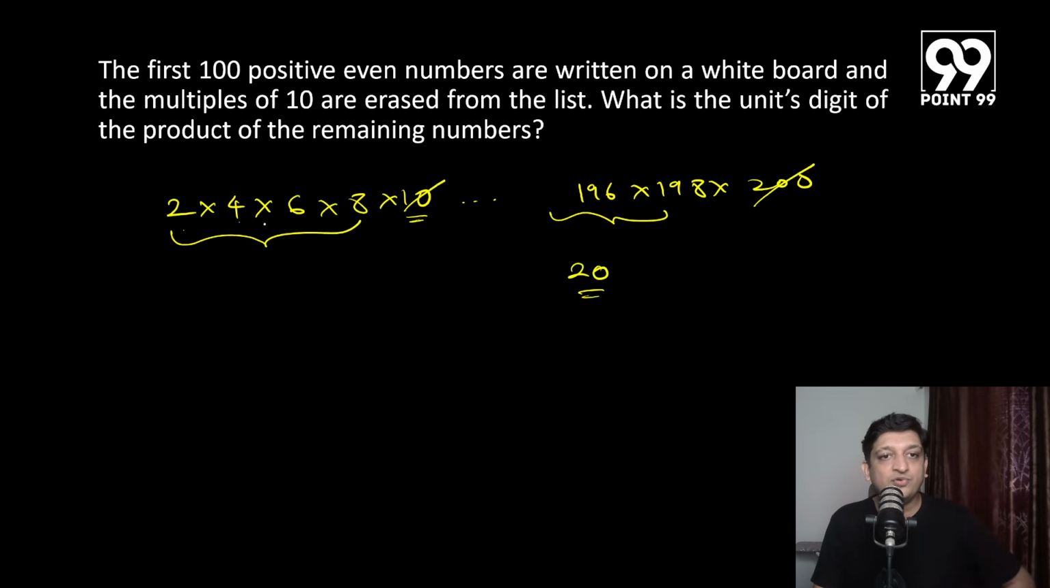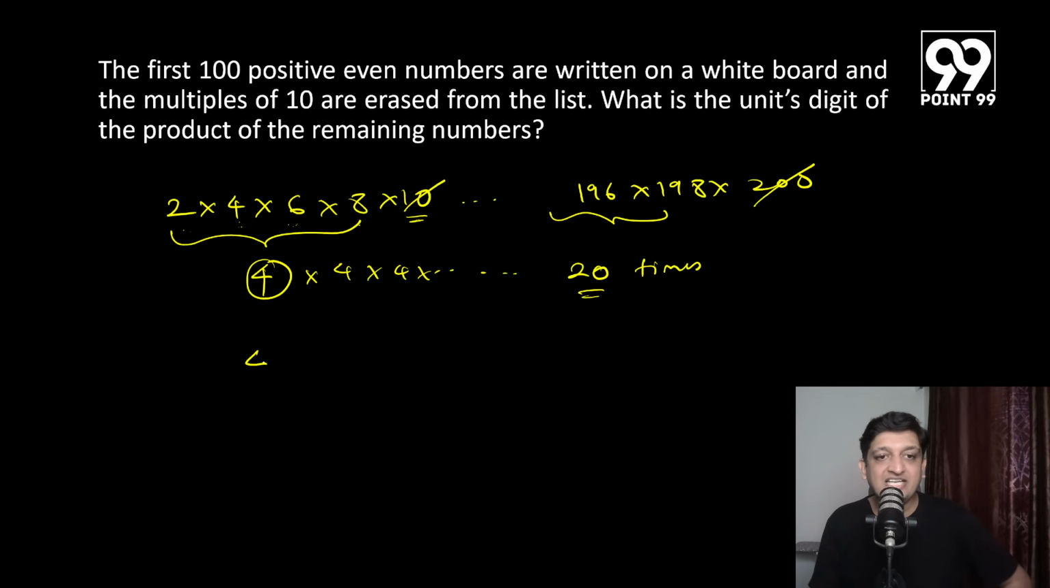What is the product of 2, 4, 6, 8? 2 4s are 8, 8 6s are 48, 8 into 8 is 64. So the units place digit of this number is going to be 4. Now I have to figure out 4 multiplied by 4 multiplied by 4, 20 times, will end in what units place digit.